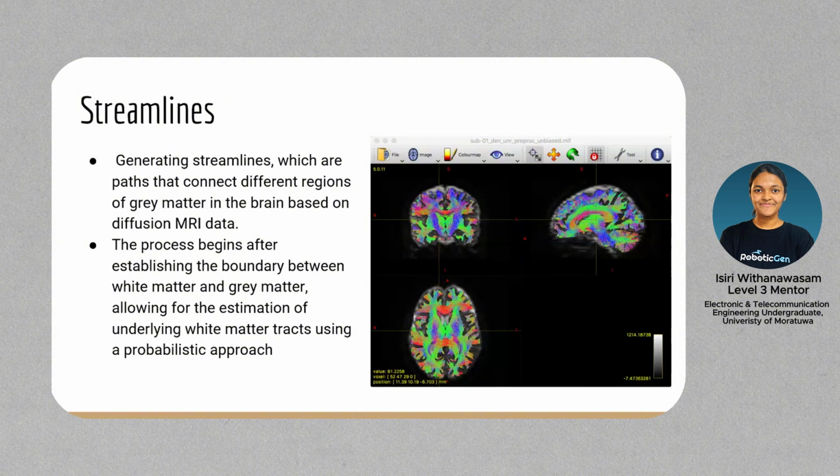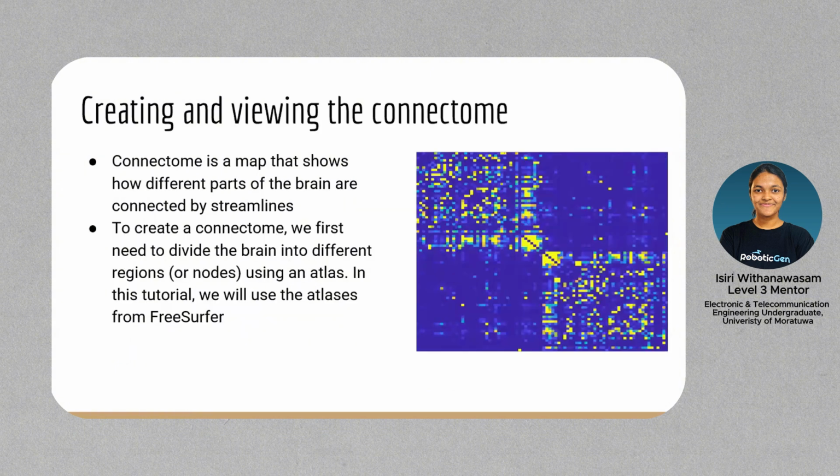And so the next and final step is creating the connectome. A connectome is a map that shows how different parts of the brain are connected by the streamlines. This is very important to understand how different regions of the brain communicate and work together. Since now we have created all the tracts in our 2D images, now we have to connect them across the 3D volume. So that's why we use the connectome.